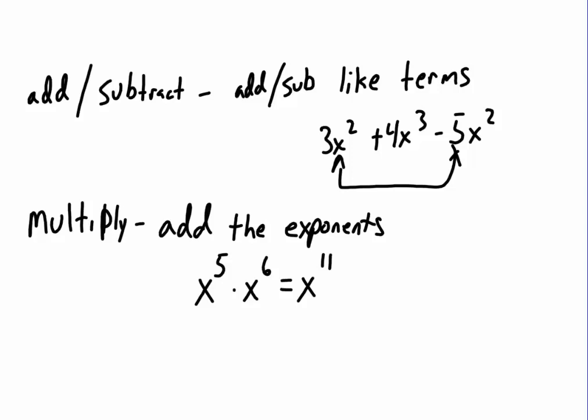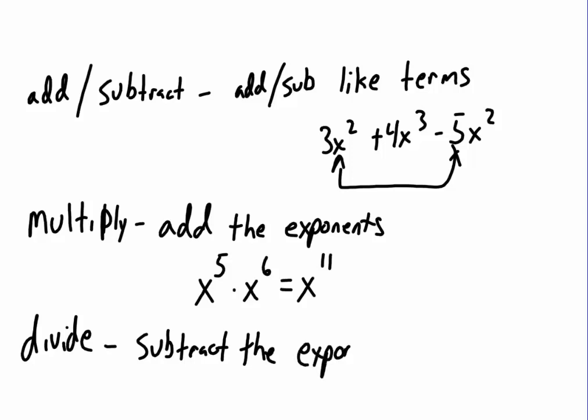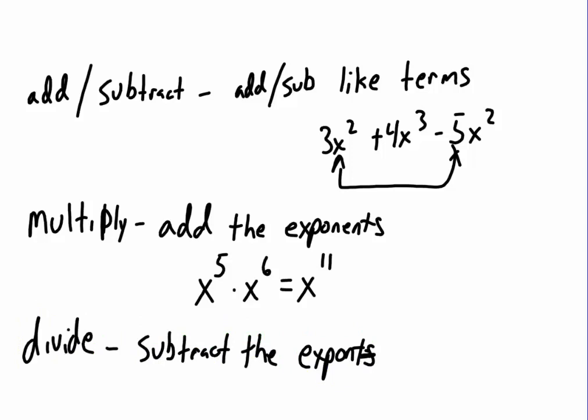Okay, so if we're adding the exponents when we multiply, then that means when we divide, we're actually going to subtract the exponents. And that would look something like x to the 7th divided by x to the 3rd. You would just go 7 minus 3, and that would be equal to x to the 4th.